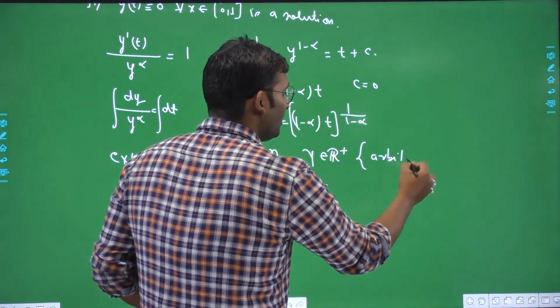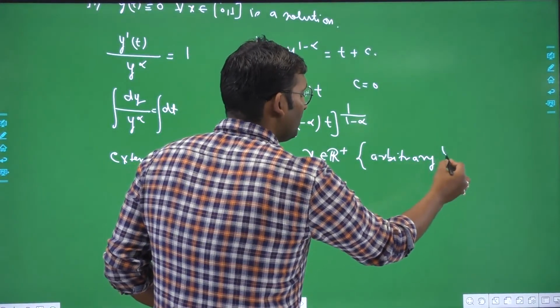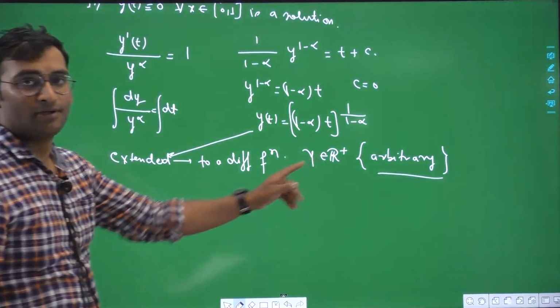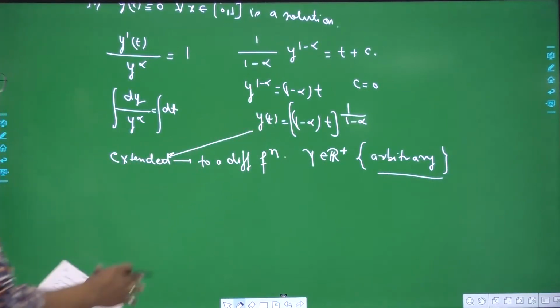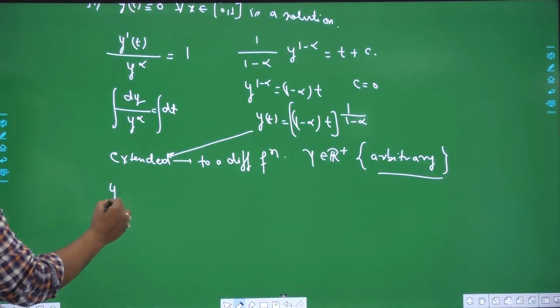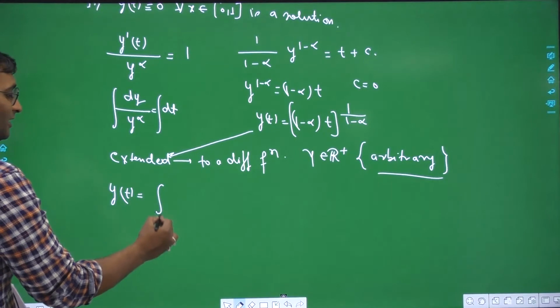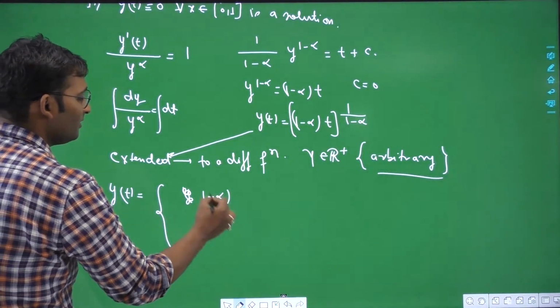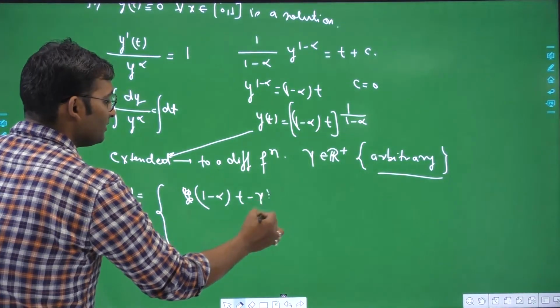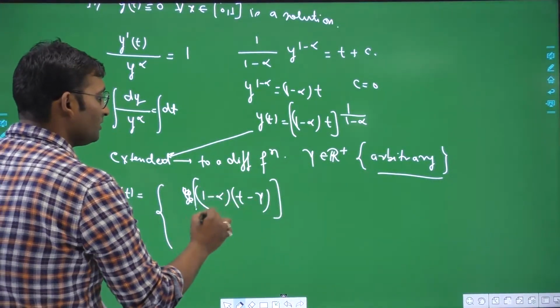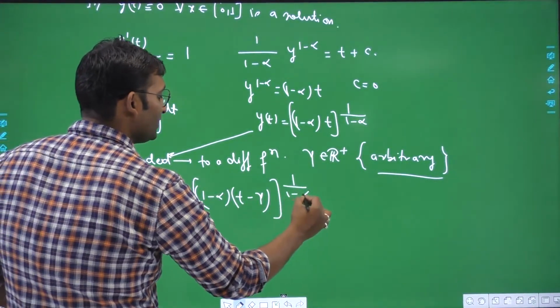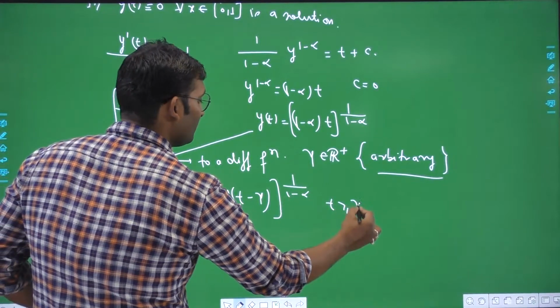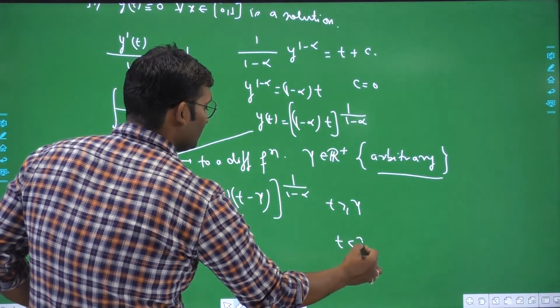So let gamma be an arbitrarily chosen positive real number, and let us extend this solution. Let me write a solution of this form: y(t) is equal to ((1 minus alpha)(t minus gamma))^(1/(1 minus alpha)) if t is greater than or equal to gamma, and if t is less than gamma, then it is equal to 0.